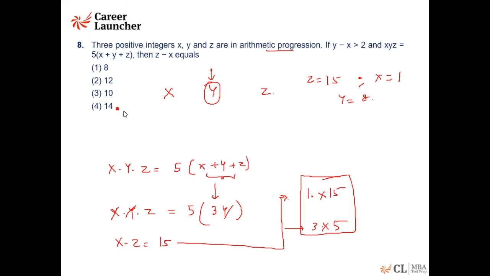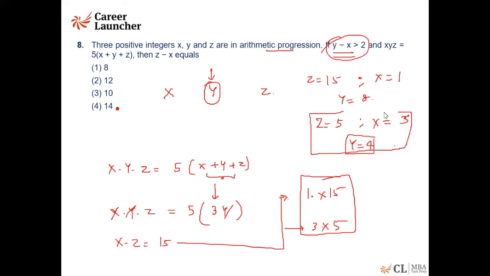We are anyway getting an answer. The other option is when you take z equal to 5 and x equal to 3, then y becomes 4. In this case, you will find that the difference of y and x is equal to 1, which violates this condition. So this solution is an invalid solution for us. So the only valid solution is x equal to 1, y equal to 8, and z equal to 15. So this is your correct answer.